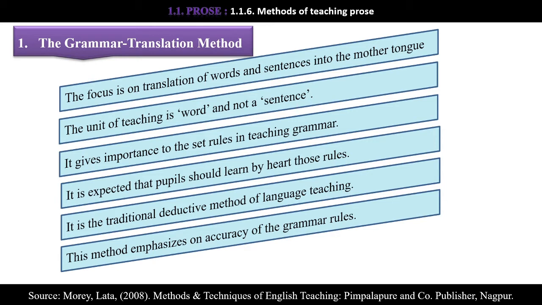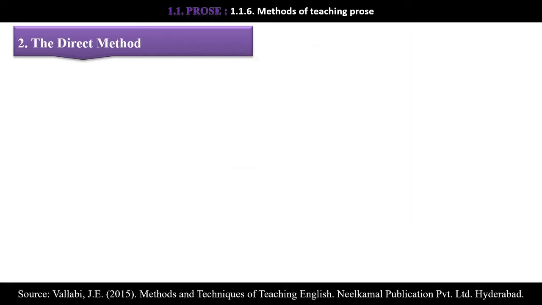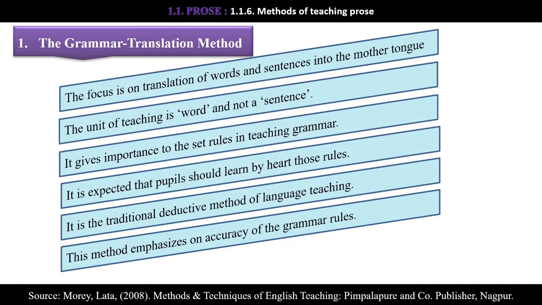This method emphasizes the accuracy of the grammar rule. More importance is given to the accuracy of the grammar. That is the important thing in the grammar translation method. This method is used while teaching prose and poetry. While teaching prose, we read the passage from the prose and we translate it into the mother tongue. So the grammar translation method is used to teach prose and poetry.